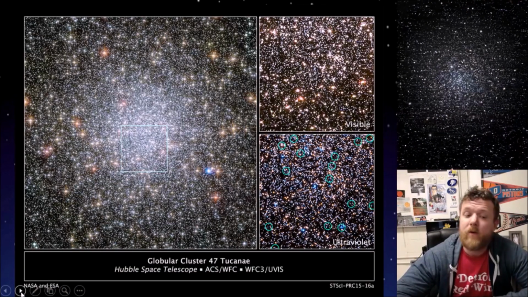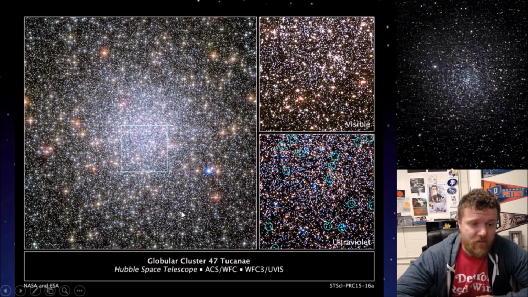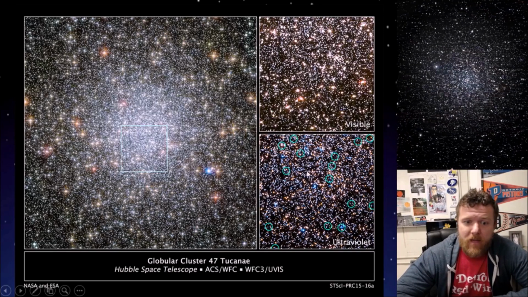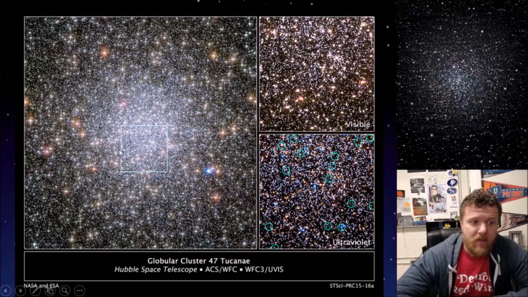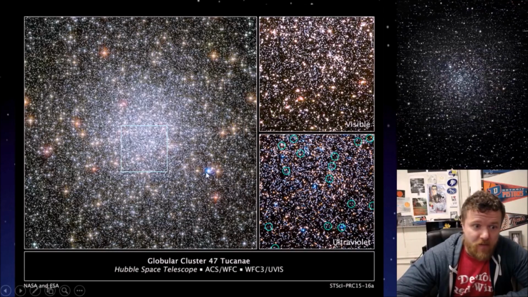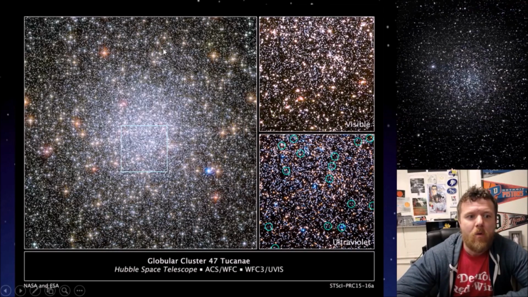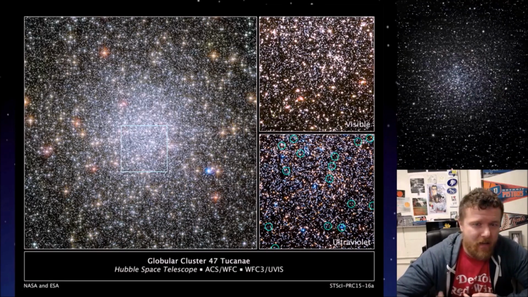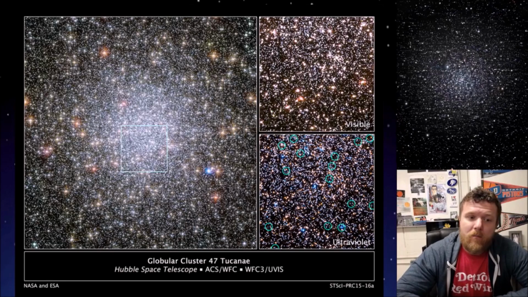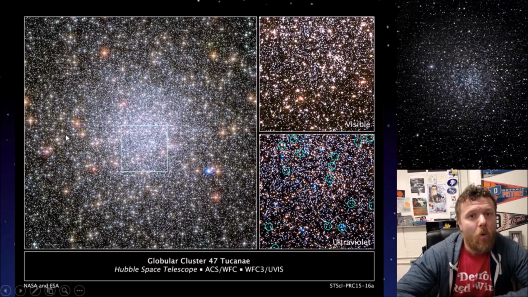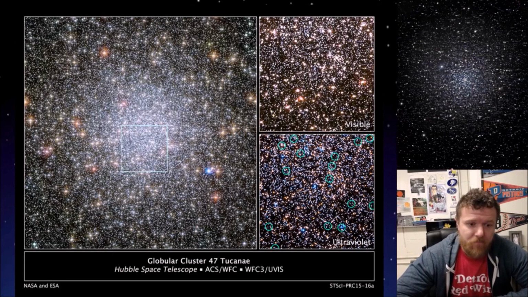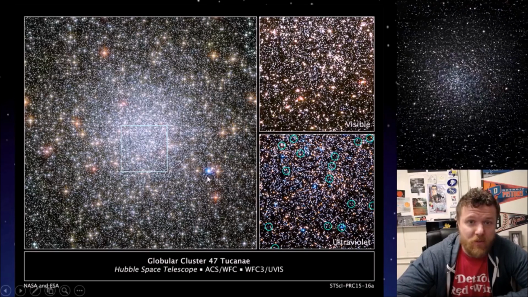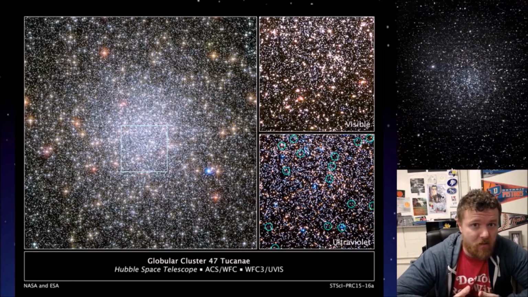When we zoom in on 47 Tucana, you can see that there are a lot of stars, not only in the visible light, but also in ultraviolet. You can see that there are some big blue stars, but there are much more red stars. Remember, as a star is dying, it turns red. So the more red you see, the older that star cluster is going to be. If you see a bunch of blue stars, that means it is a young star cluster.